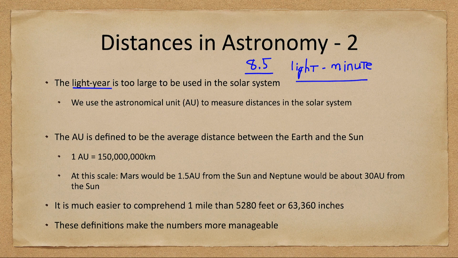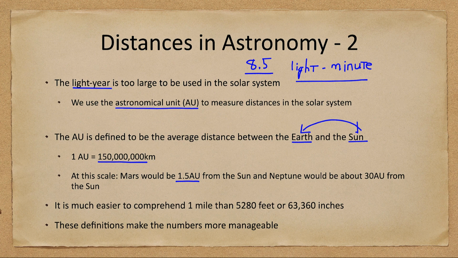We could talk about things being light minutes or even light seconds away within the solar system for things that are close. Typically within the solar system, though, we use what is called the astronomical unit. Now this does not depend on light, but actually depends on the Earth-Sun distance. The average distance between Earth and Sun is one astronomical unit, which is 150 million kilometers. So if we want to talk about distances, it's a lot easier to say 1.5 astronomical units than 225 million kilometers. Neptune is 30 astronomical units away.